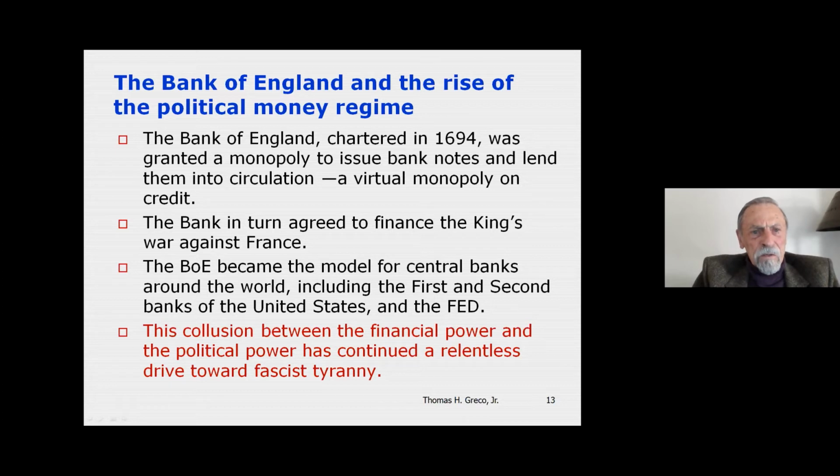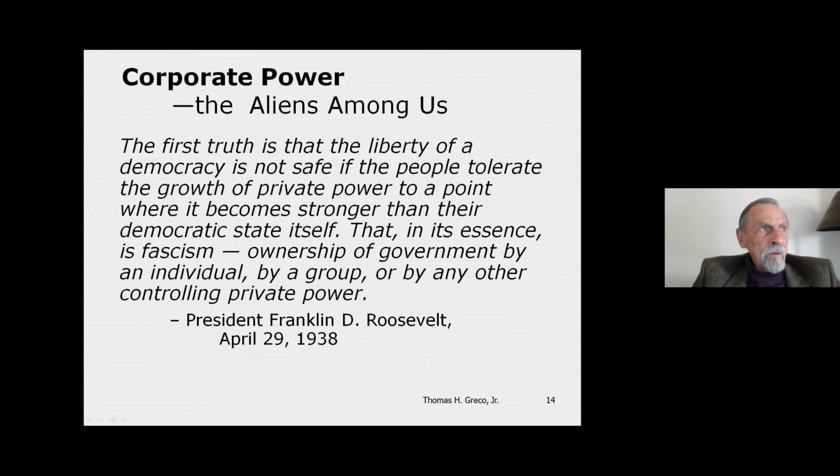"We'll give you all the money you need to fight your war or do whatever else you want to do if you will give us, the Bank of England, the privilege of issuing banknotes into circulation and charging interest on them." So the Bank of England got to create money out of nothing virtually, charge interest on it, and the government got to spend money beyond its ability to tax its subjects. So this collusive arrangement between the financial power and the political power has continued a relentless drive toward a fascist tyranny, which is basically on our doorstep today.